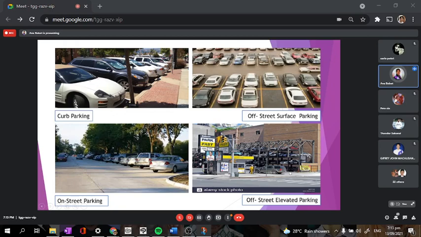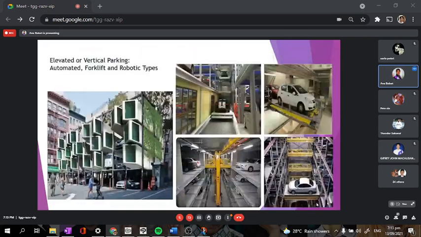Then we have off-street elevated parking. So it's similar to this one, a private garage, kaya lang elevated parking. In this case, ang iyang parking space is actually a metal framework, murag scaffolding set up. Okay. And then we have elevated parking nga automated. Automated is robotic application, electronic application, and then forklift.